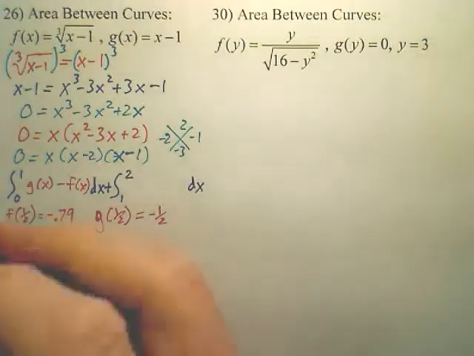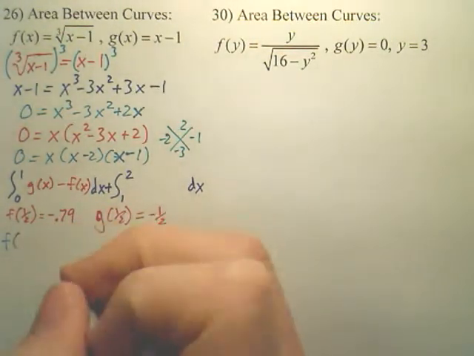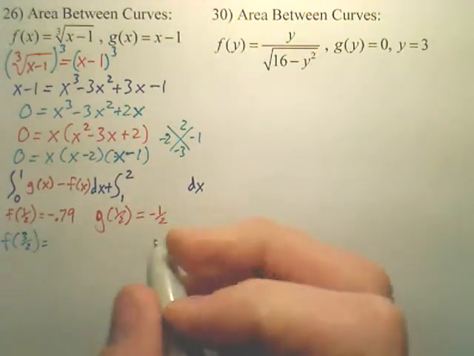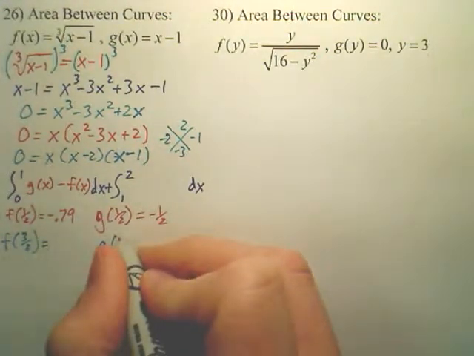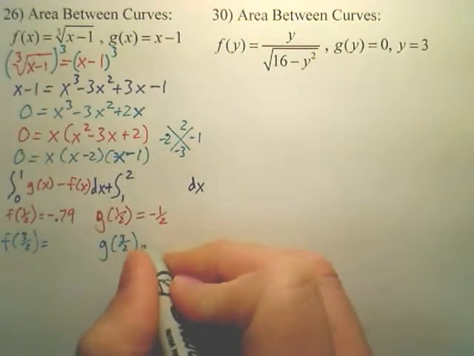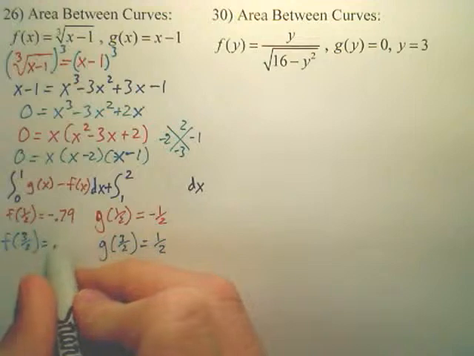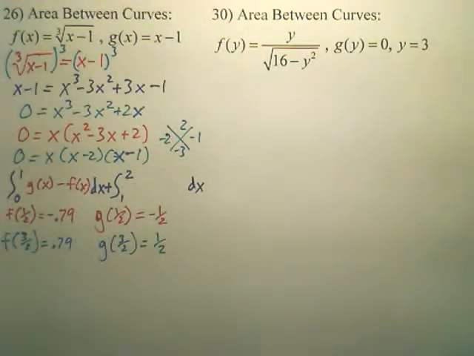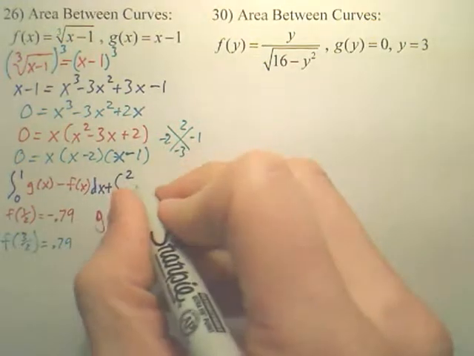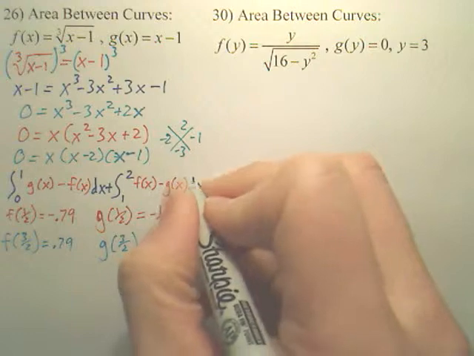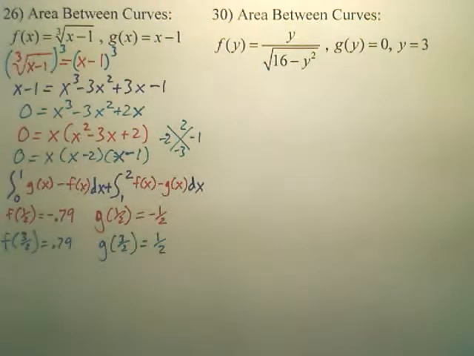Now, we're going to plug in f of 3 over 2 and g of 3 over 2. Now, g of 3 over 2 is positive 1/2. This one's just going to be, isn't it, positive 7/9? So for this one, which one's higher? Isn't f higher now? So that would be the process.